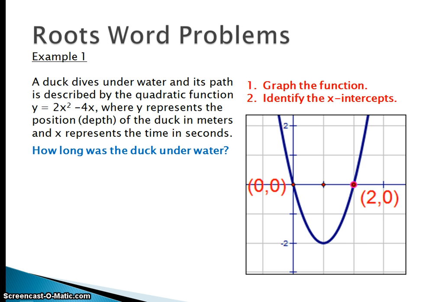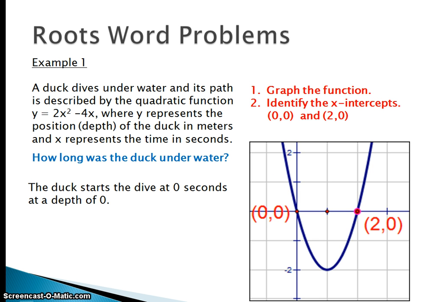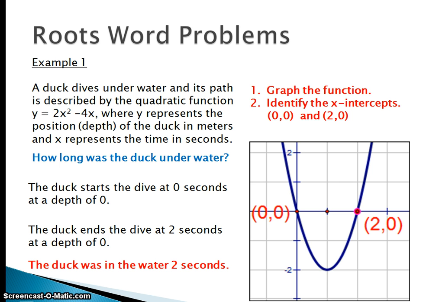And I see that the first x-intercept is (0, 0). Now I'm going to interpret that to mean that the duck starts the dive at 0 seconds, and at that point in time, he had a depth of 0. The duck ends the dive at 2 seconds, and he has a depth of 0. So then the answer to my question is, the duck was in the water a total of 2 seconds.